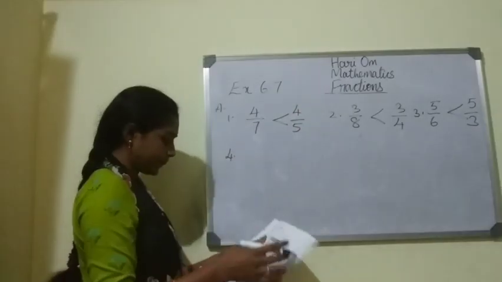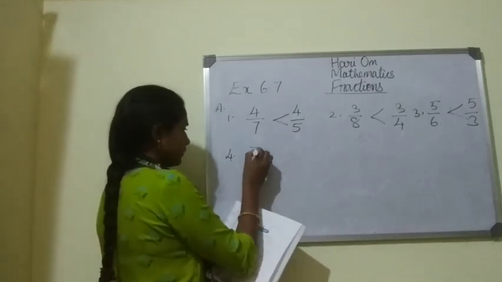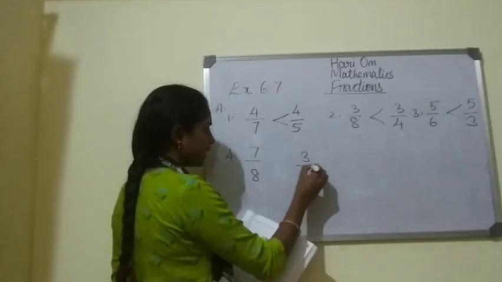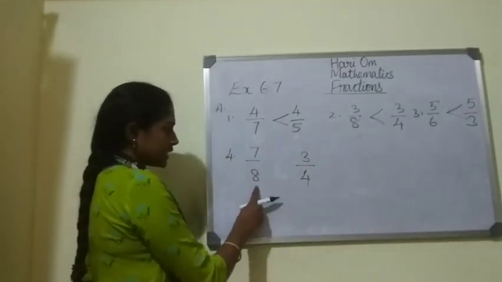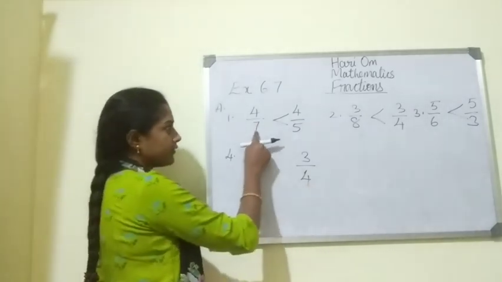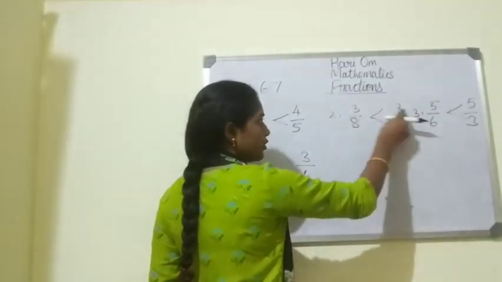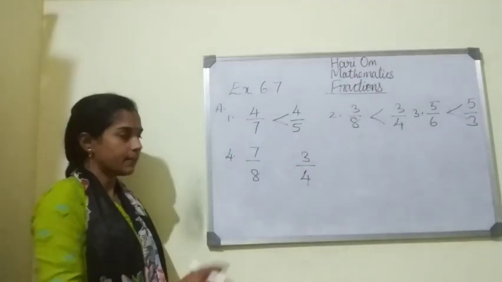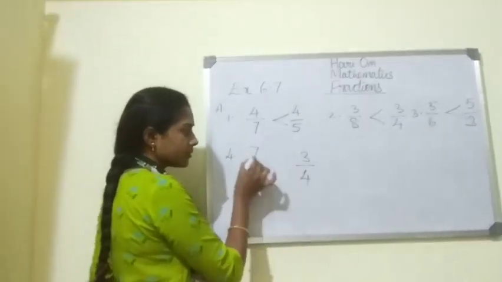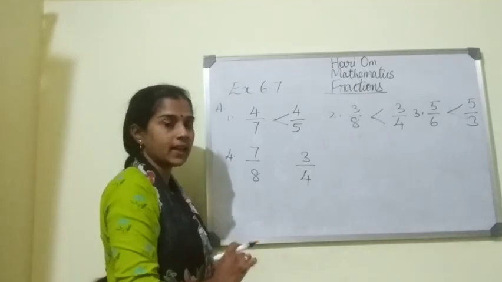Fourth one, 7 by 8 and 3 by 4. So it is unlike fractions, and even the numerators are different. But in the first, second and third ones, the numerators were the same. Here even the numerators are different. So we can cross multiply and find the answer.